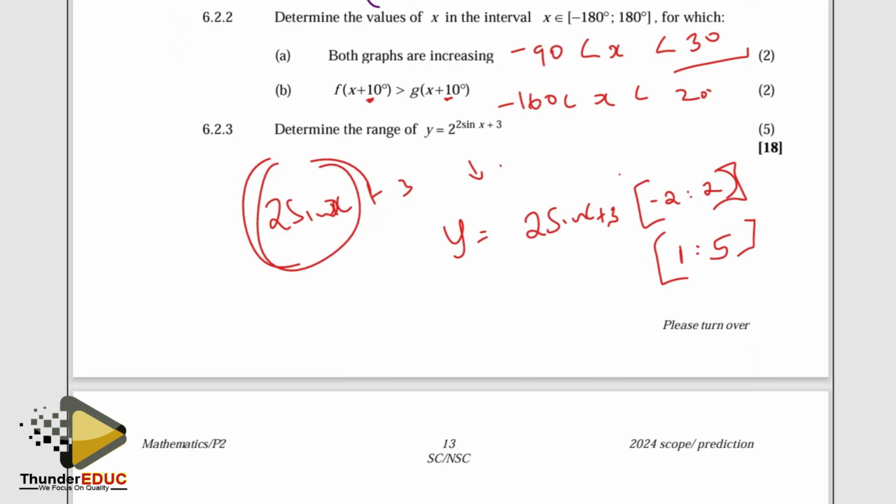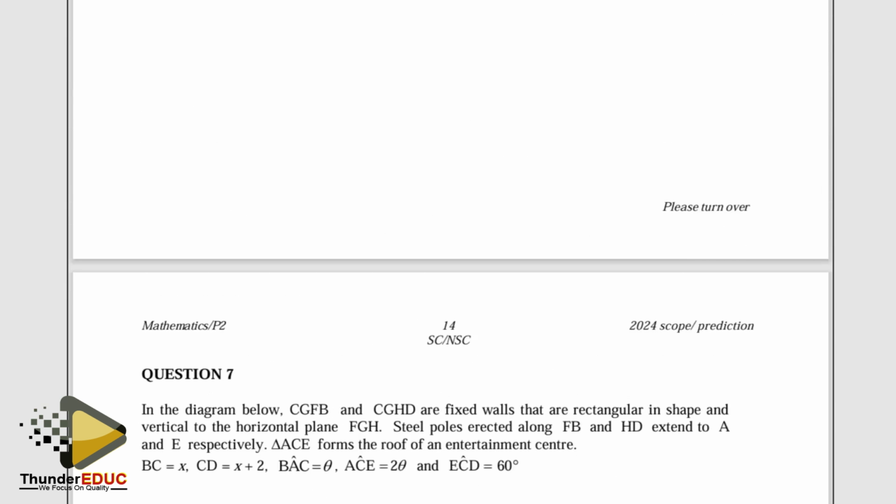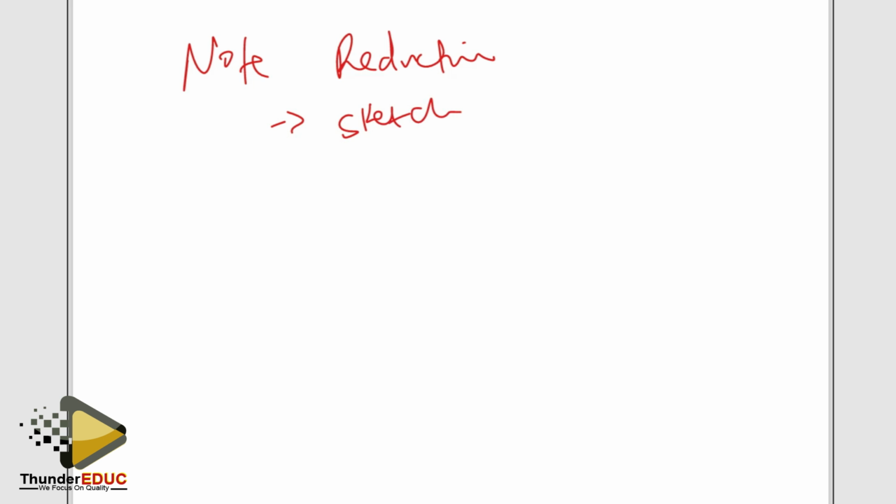Now, if these numbers are being raised to the 2, so 2 to the 1 is going to give us 2. 2 to the 5 is going to give us 32. So these are the new range values for that part. Okay, so that is how the trig is going to be answered. Remember your reduction. Okay, remember to do your sketches if asked to do so.